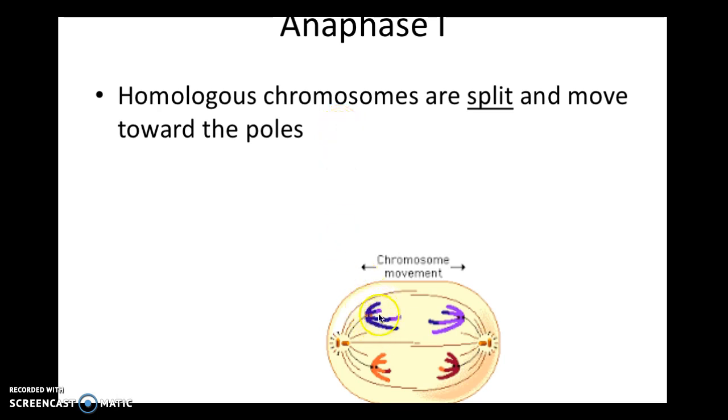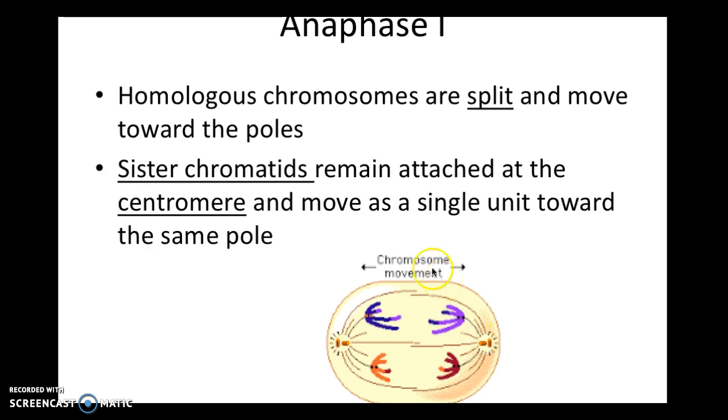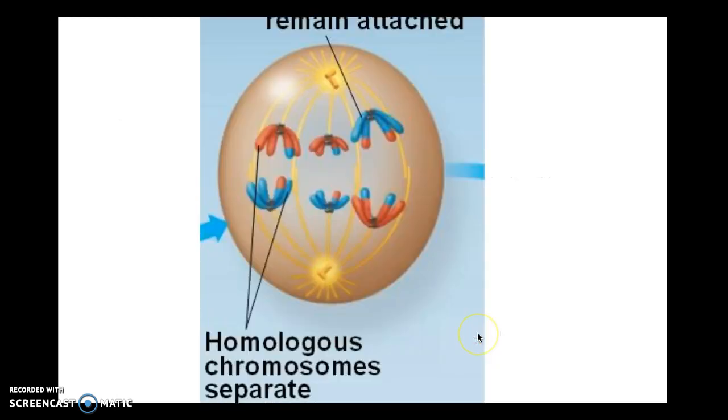So again, I have a whole chromosome going one way, whole chromosome going another way, splitting up the mommies and the daddies. Okay, so maybe this is daddy and that's mommy, splitting up the mommy and daddy chromosomes. Sister chromatids are going to remain attached at the centromere, which remember is like your butterfly body. It's going to be connecting the 2 sister chromatids, and they're going to move as a single unit towards the same pole, so to the left or to the right.